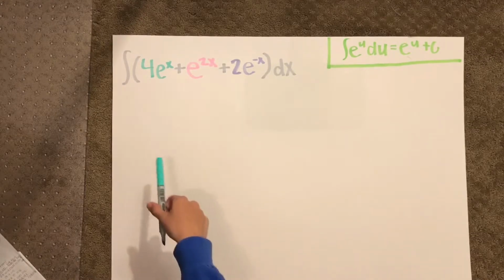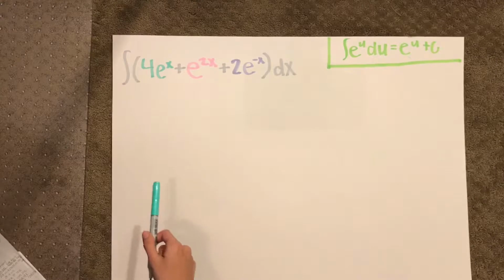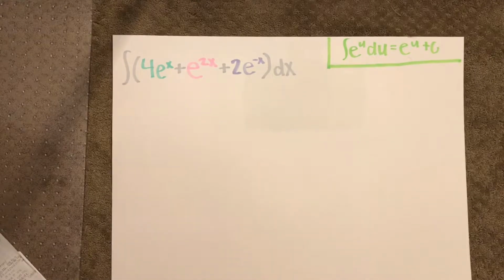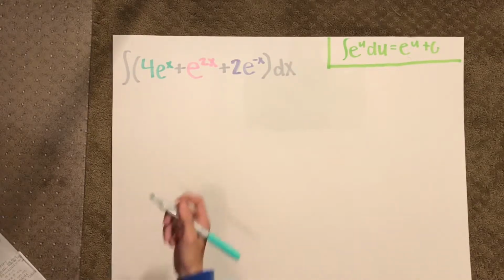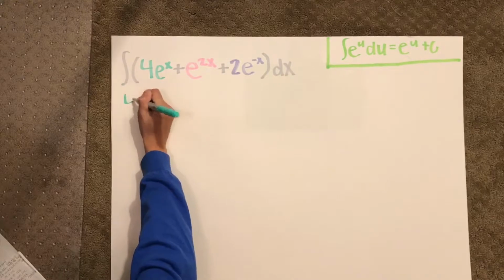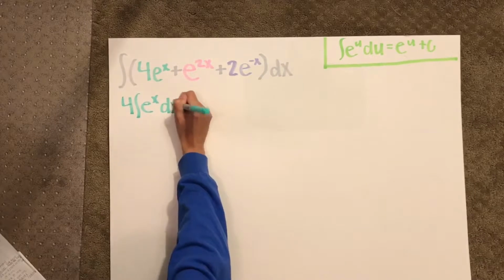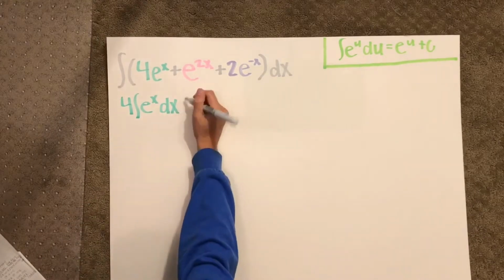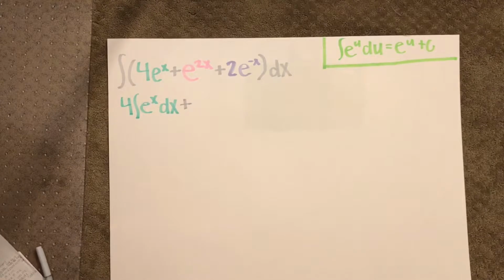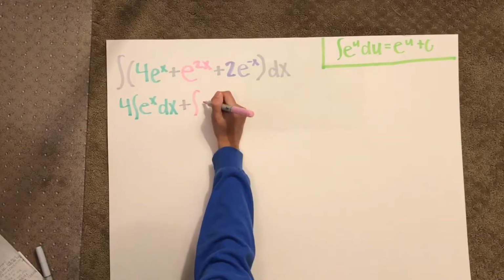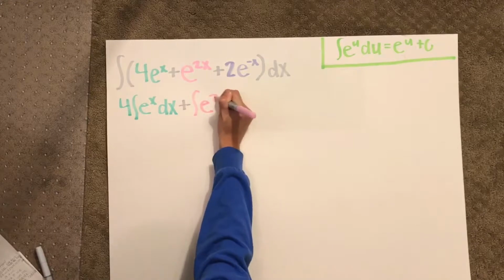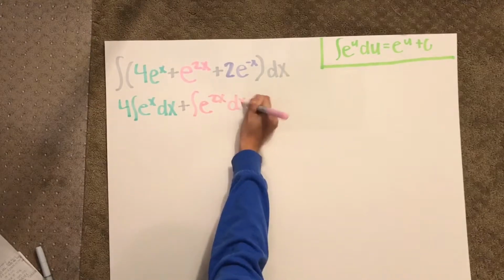So our problem is the integral of 4e to the x plus e to the 2x plus 2e to the negative x dx. And so we have three different terms, and we're going to take them on separately. To split them up, first we'll take the 4 out and put it out in front. So you'll have 4 integral e to the x dx plus, and this one you're just going to leave alone, integral e to the 2x dx.